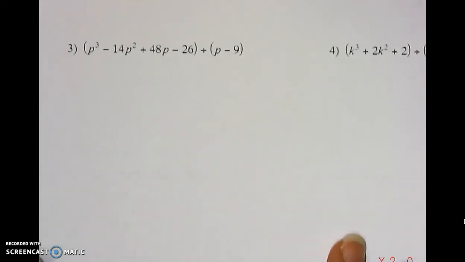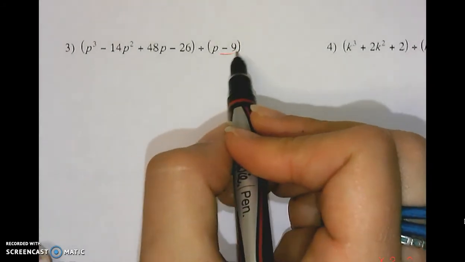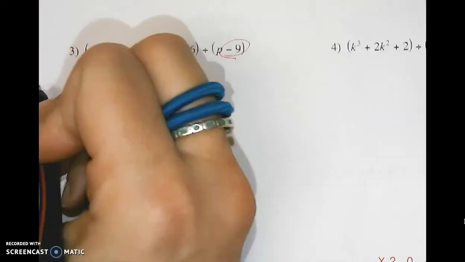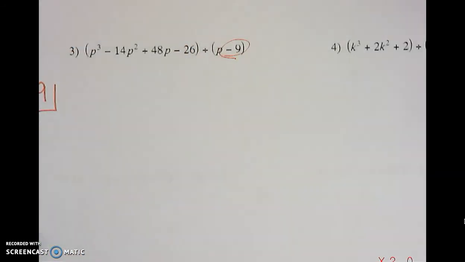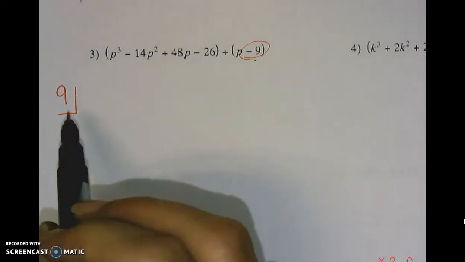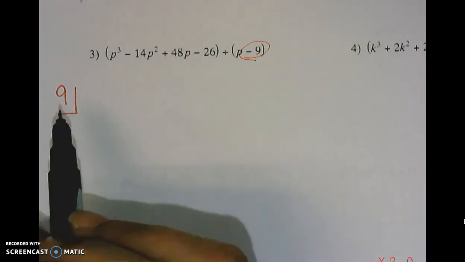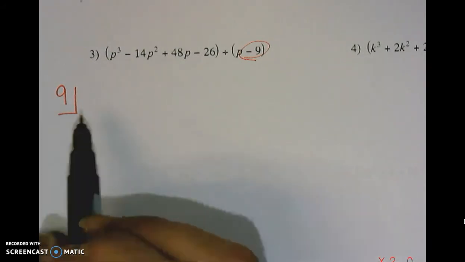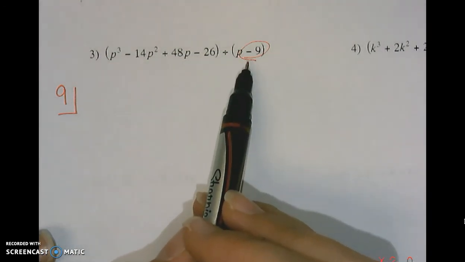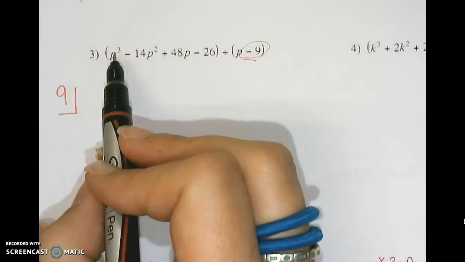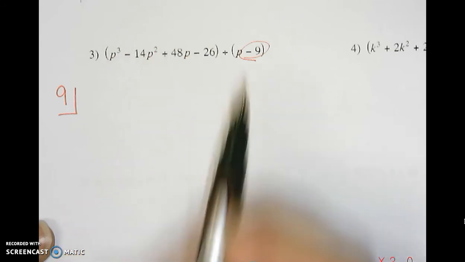Okay, number 3. All right, so now we have a minus 9. So on the outside, I'm going to put a positive 9. Again, that's where students make the mistake, is they forget to do the opposite there. So pay attention to that. Make sure you're being very cautious of that. All right, so then I have p cubed, p squared, p, and then just my constant.